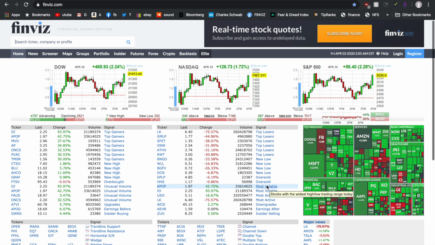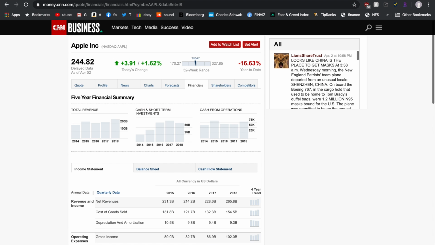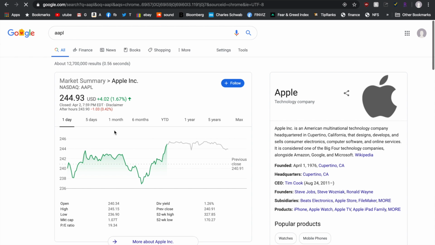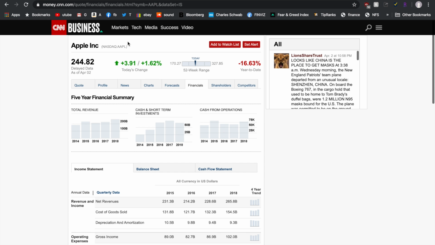All right, so what we're going to start with is looking up Apple. Apple Inc.'s ticker symbol is AAPL. If you just Google search AAPL, you will see Apple stock come up, and through here, this is Google Finance. We're not going to use Google Finance right now. For simplicity, we're just going to do CNN Business. Then we're going to filter on the Financials tab. Here you can see the 5-year financial summary.